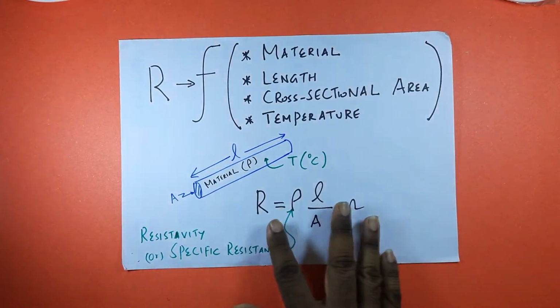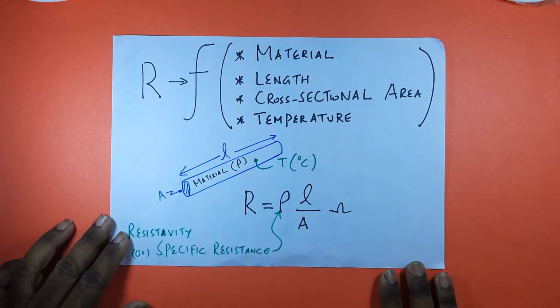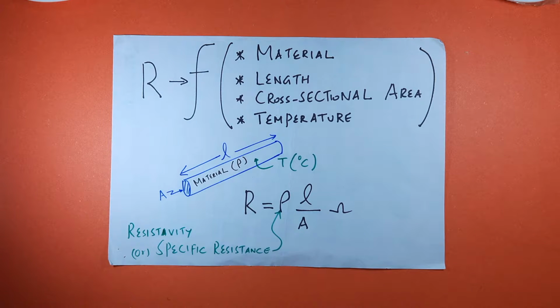Next, the resistance of a conductor depends on four things. In other words, resistance is a function of four things, namely, it depends on the material of the conductor, it depends on the length of the conductor, it depends on the cross-sectional area of the conductor, and temperature of the conductor. So consider a conductor.